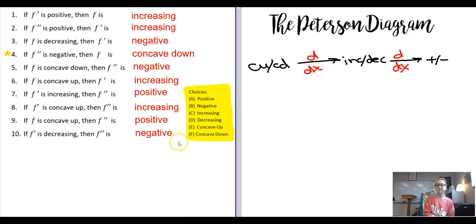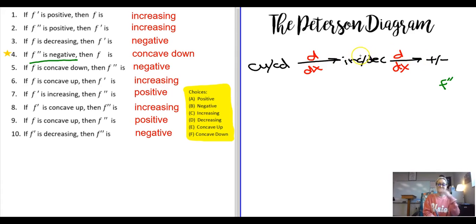All right, going on with number 4, if f double prime is negative, then what is f, okay? So I'm going to go to my negative slot and label it f double prime, okay? Now notice every time I move to the right, I take a derivative. So if I move to the left, I'd be at f prime. I'd take a derivative away.